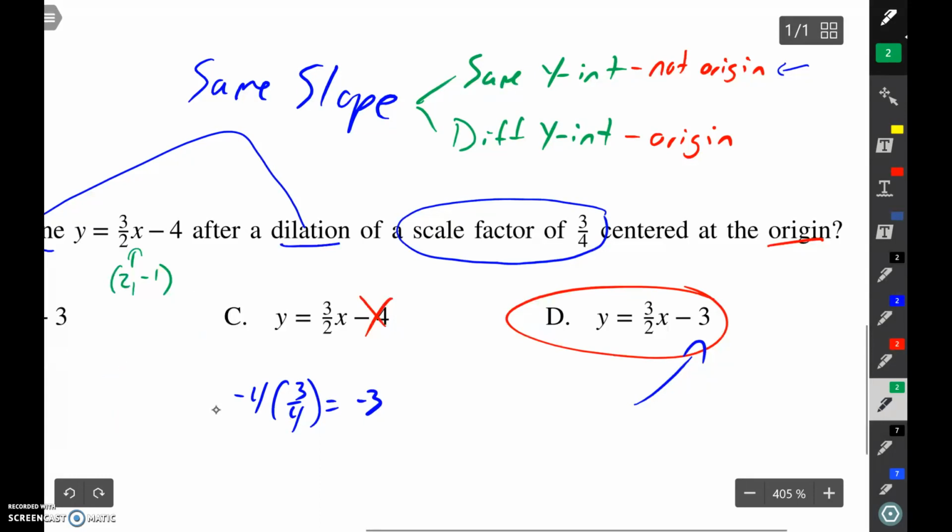So really just try to remember the rule that no matter what, it's the same slope. And if it says origin, it's a different y-intercept. You multiply the y-intercept by the scale factor. But if it's not the origin, then it's the same exact linear equation.